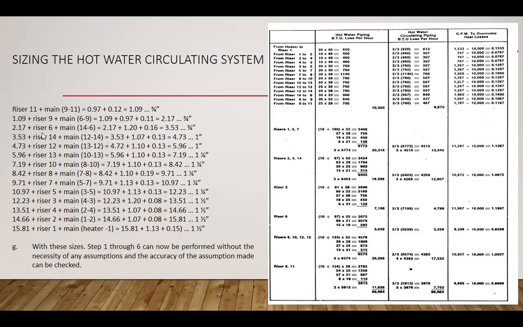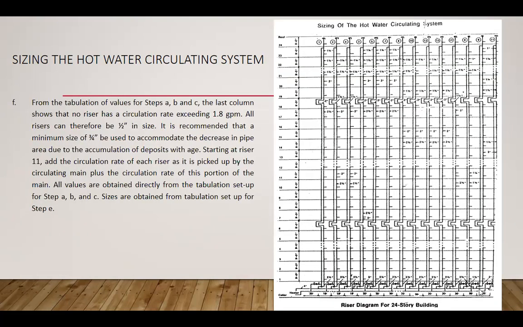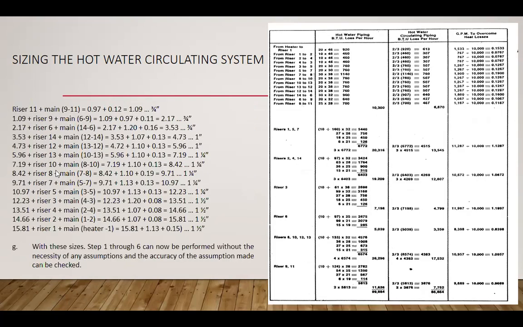Then, riser 9 plus main 6 to 9. This line is where riser 9 mixes in, then this is the main 6 to 9. That is 1.09 plus 0.97 for riser 9, plus 0.11 for main 6 to 9. Find it here. So, this is 0.11. It becomes 2.17. Still 3/4.